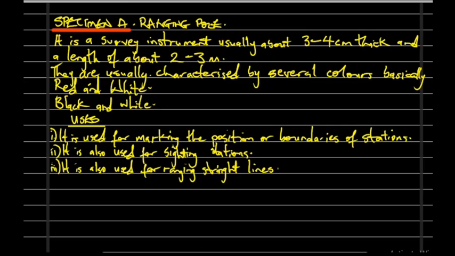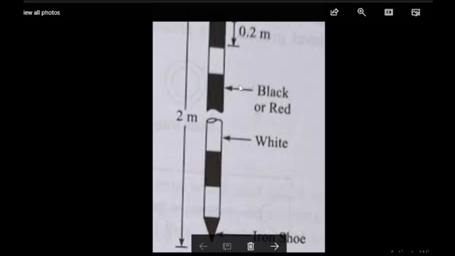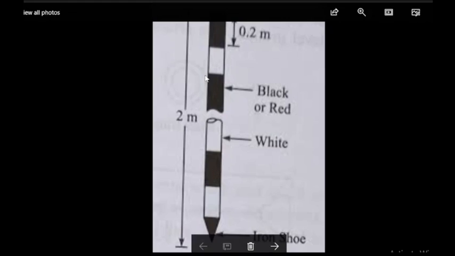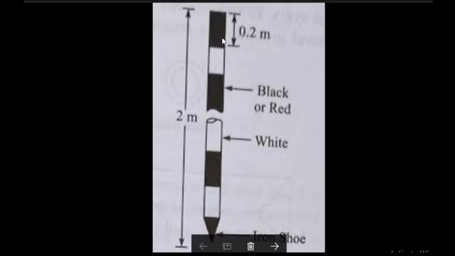If I quickly decide to show us some pictures, we'll be having something that looks like this. This is an example of a ranging pole. We can see this now. It is characterized with black and white color alternating at specific measurements. You can see them here. This is black for 0.2 meters, after which it has another 0.2 meter of white, then black again of 0.2 meters, and it keeps alternating like that.